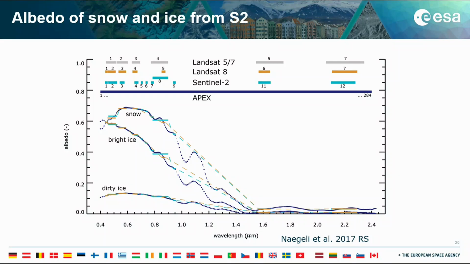In this picture here, I show some sample spectral albedo of snow, bright ice, and dirty ice, as seen from APEX. APEX is an airborne spectral imager from Zurich University. And these here are the Sentinel-2, Landsat 8, and Landsat 5 and 7 spectral bands. So we will also see other kinds of representation, but I think it's useful for understanding that when we look at Sentinel-2 images, we see only through specific windows of the bands. So the whole story is not represented.